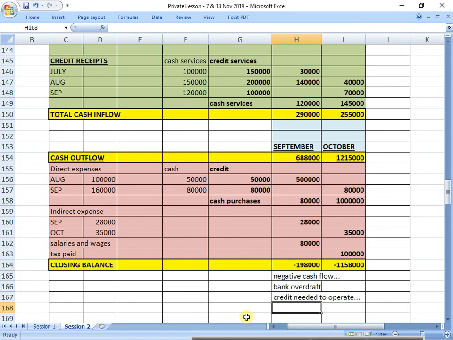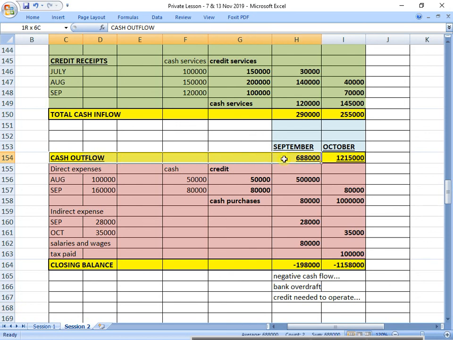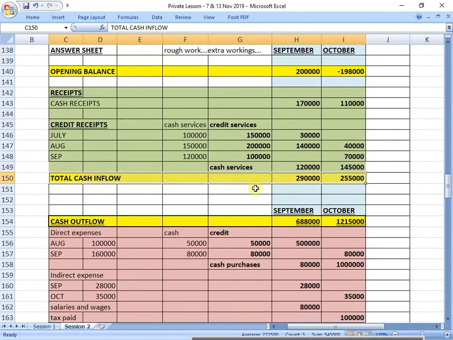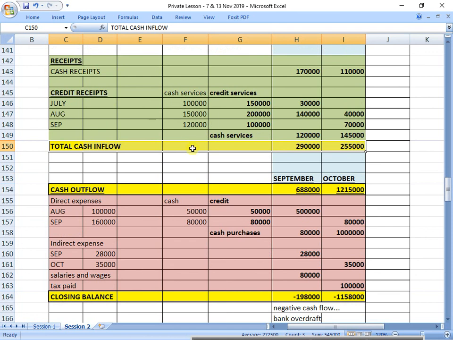This business needs debt. If they can't get money from the bank, they're going to stop operating sometime soon, because the outflow is bigger than the inflow, which is concerning because they've got all these expenses. Does that make sense? And that's what you would have shown as your answer for this question.